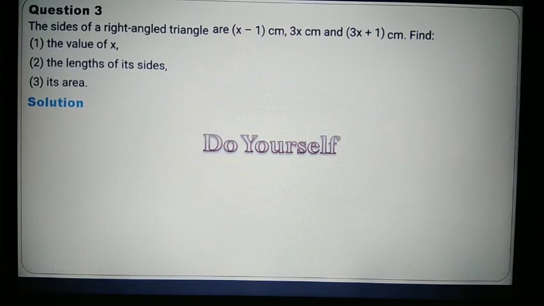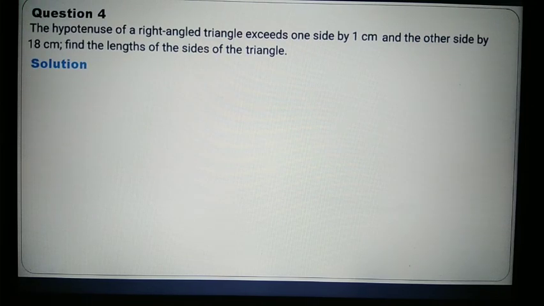So a similar problem I am going to do next. Again it's related to your right angle triangle. In this case, the hypotenuse of a right angle triangle exceeds one side by 1 centimeter, so the hypotenuse is one more than one of the sides, and the other side by 18 centimeter. Find the length of the sides of the triangle.